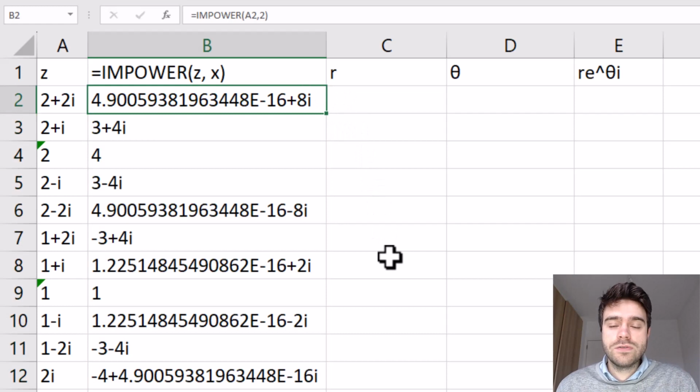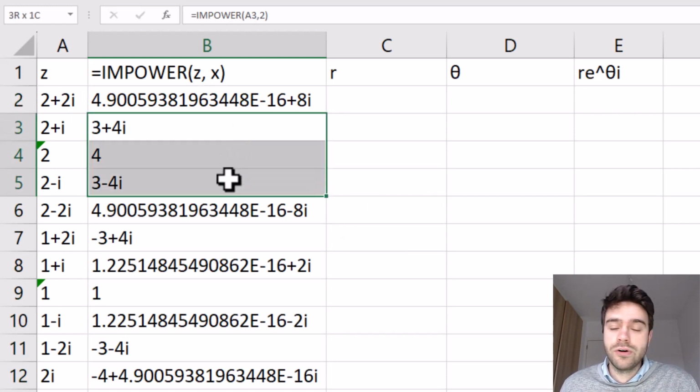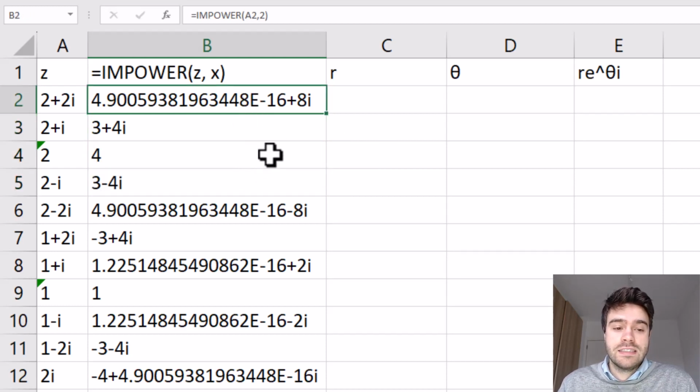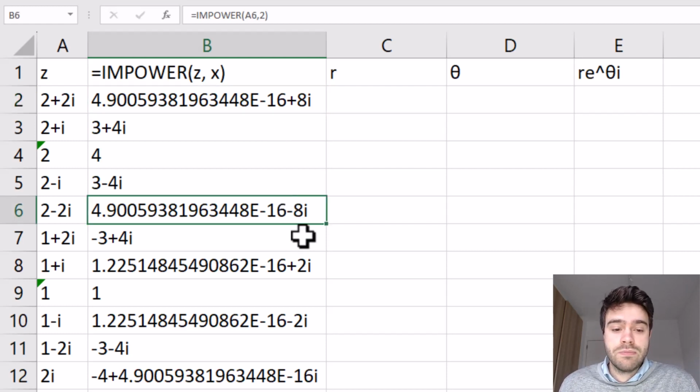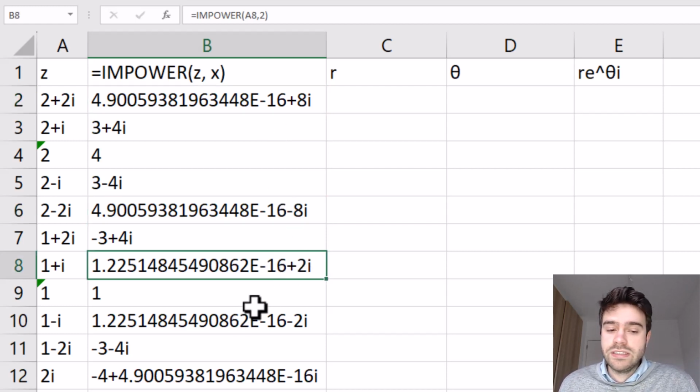Now, for most of these results, we get clean results, like over here, 3 plus 4i, 4, 3 minus 4i. But for some of these results, we get these numbers that have a huge exponent, like e to the minus 16th, right? What this means is 0 with 16 zeros and then 49005. So this might just as well be 0 plus 8i. Same thing here, 0 minus 8i. Same here, 0 plus 2i, etc.